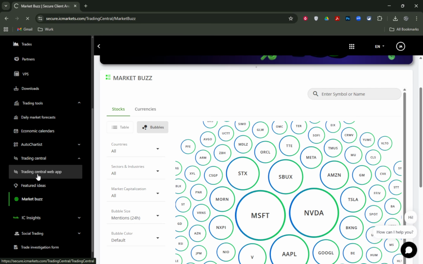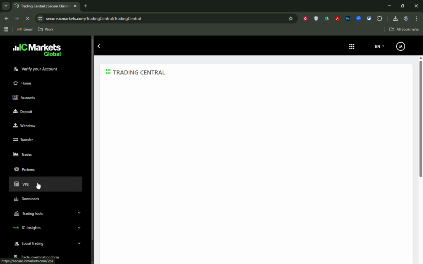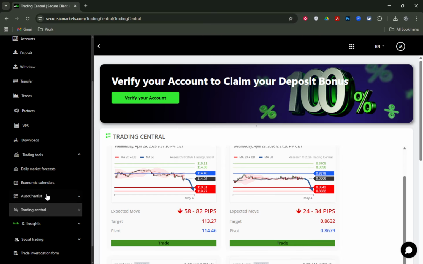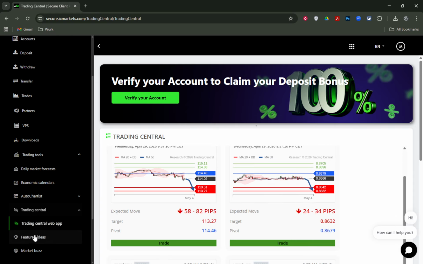Featured Ideas presents ready-made trade setups with bullish or bearish signals. They're derived from back-tested strategies, which can help you spot patterns faster. Treat these as starting points, not instructions. Open the chart, validate the logic, and manage position sizing according to your plan.